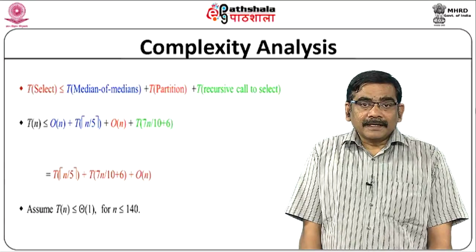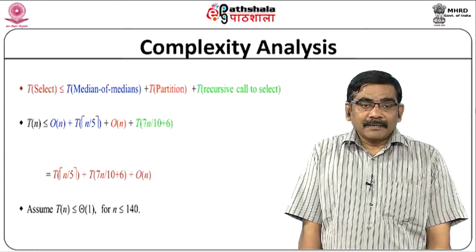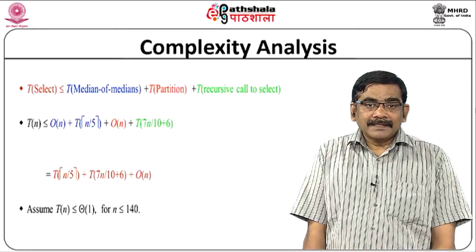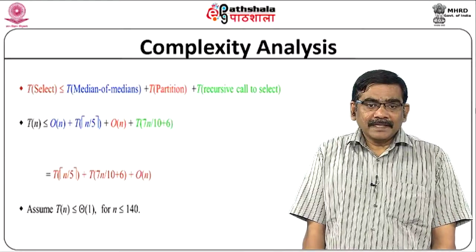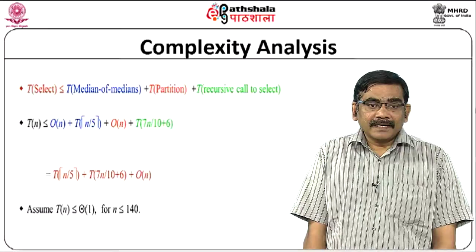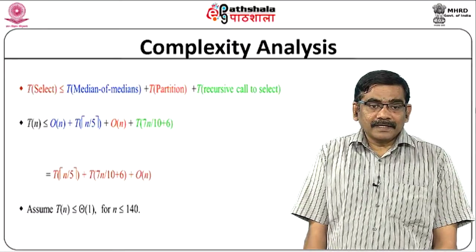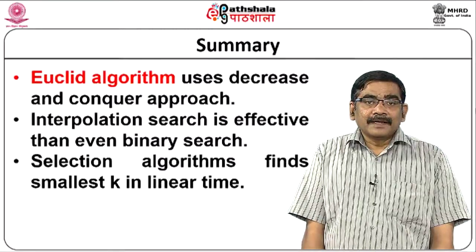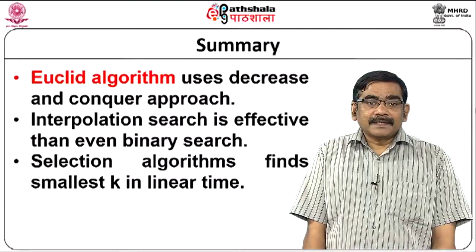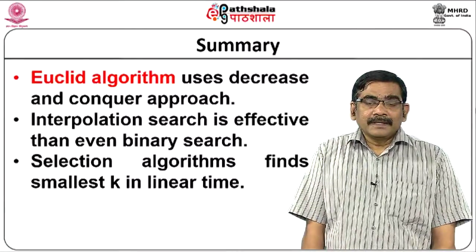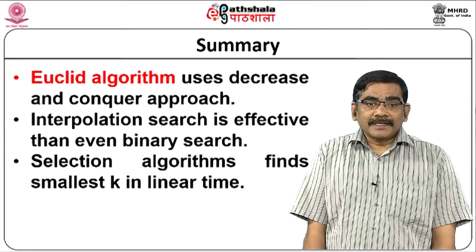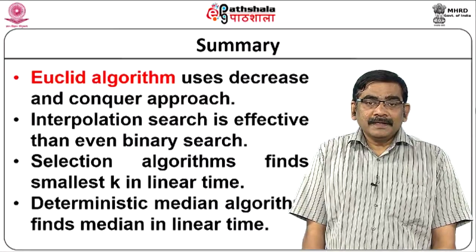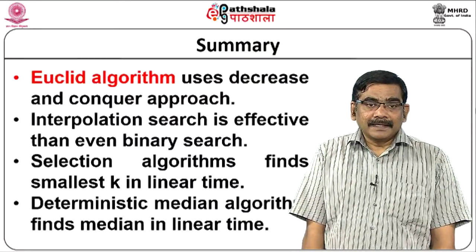So, you can see that the complexity analysis involves finding the median of medians, partitioning and adding. We are cutting the list into lists of 5 elements each. Partition takes order of n, plus the recursive calls. If you put together everything, it is going to be order of n. So, in summary, we can say that the Euclid algorithm is very effective for finding GCD, interpolation search is very effective, and the selection algorithms find the kth smallest element in linear time. A deterministic median algorithm is quite possible, and therefore we can even find the median in linear time.